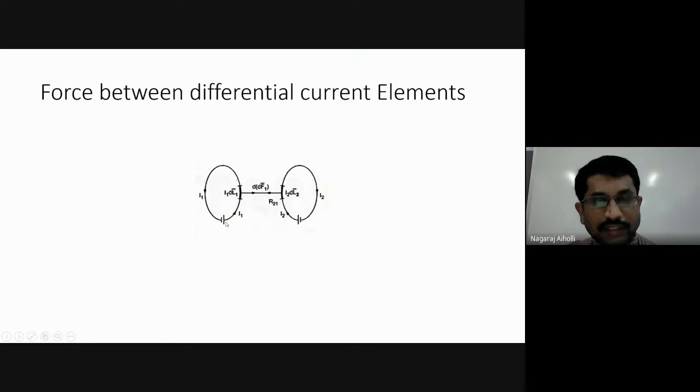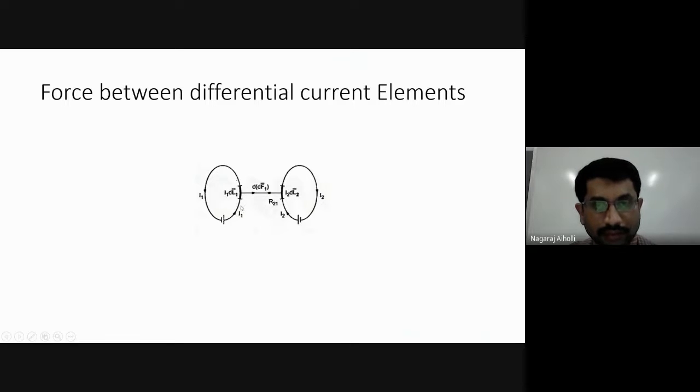The current, as you can see, is flowing from bottom to top in the current element I1 dL1, and in the current element I2 dL2 also the current is flowing from bottom to top. That means the direction of current is the same in both the differential current elements.